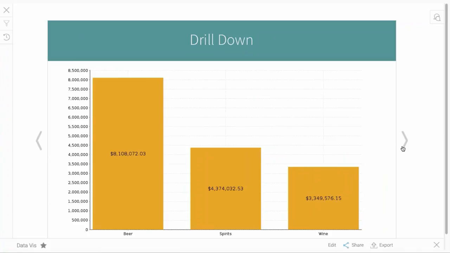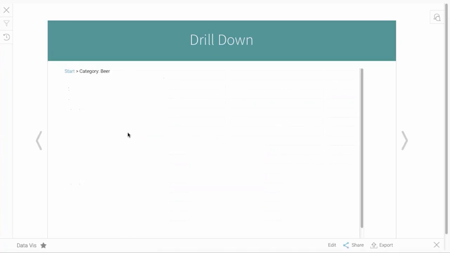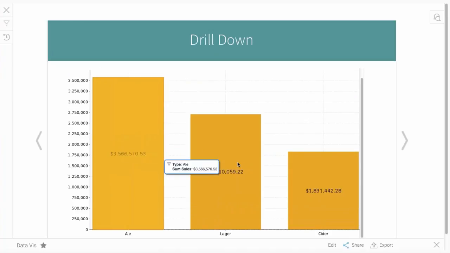Drill downs are another form of drill, and these are really good when you want to drill down using predefined hierarchies, such as region to country to state. So if I wanted to drill down to our beer types, we can just click on that and we can now see the breakdown by our different beer types.